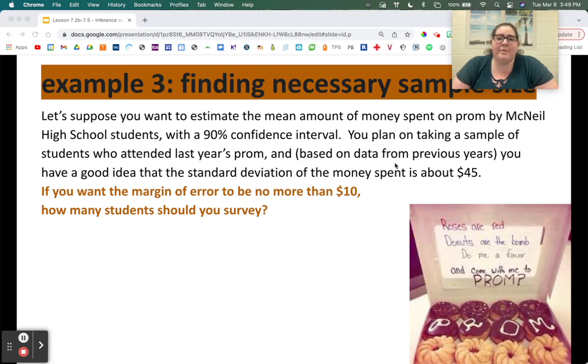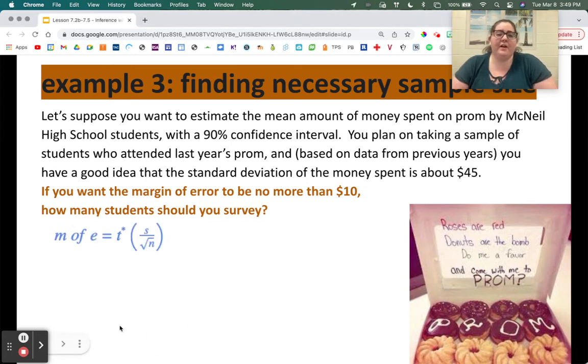We want to estimate the mean amount of money spent on prom by McNeil High School students with a 90% confidence interval. We plan on taking a sample of students who attended last year's prom, and we have a pretty good idea from previous data that the standard deviation of the money spent is about $45. If we want the margin of error to be no more than $10, how many students should you survey?